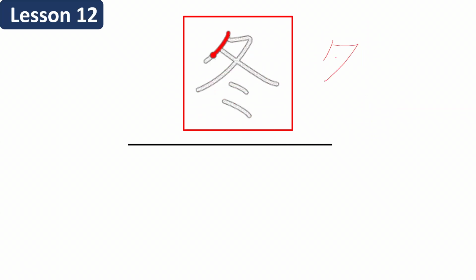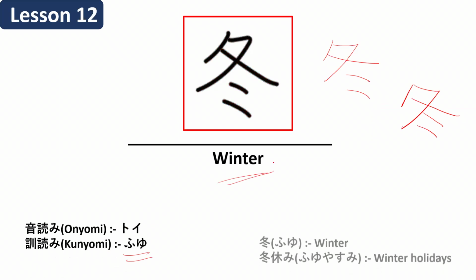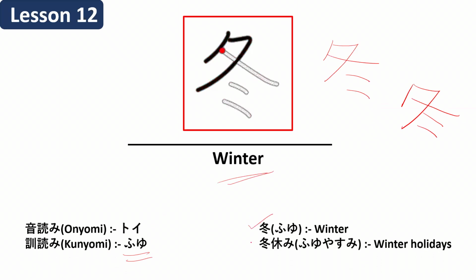Ichi, ni, san, shi, go. Onyomi is toh. Kunyomi is fuyu. Fuyu is winter. Fuyu Yasumi is winter holidays.